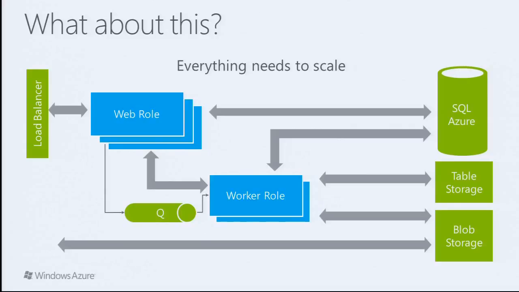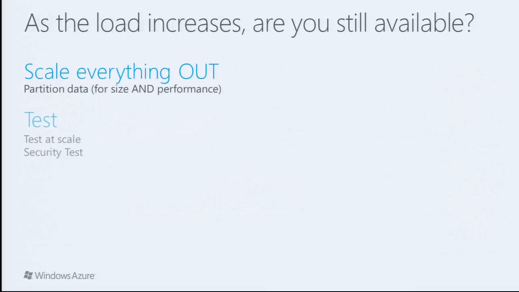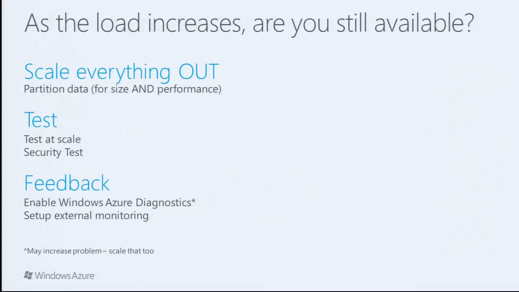So you're really taking the web role and you're thinking about, IIS can have a certain amount of throughput, and when we want to break that, we go and deploy 2 servers. Take that same model and apply it to all of the storage and all of the dependencies that you might have. So as the load increases, are you still available?